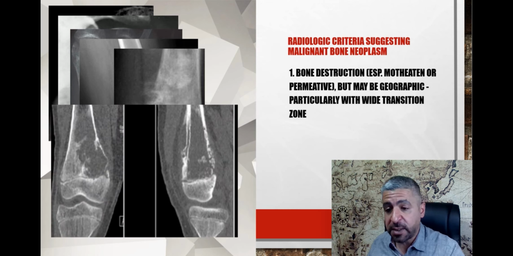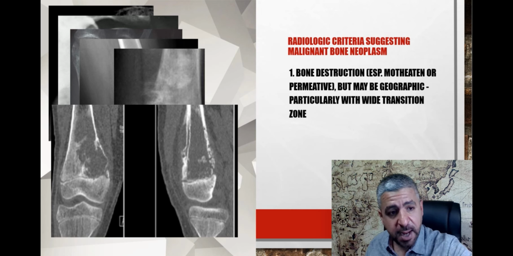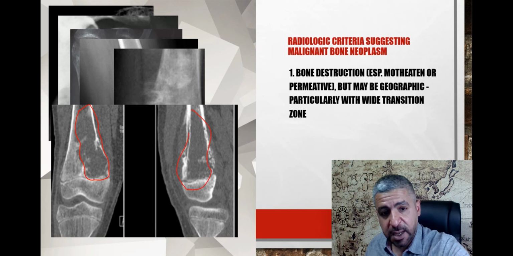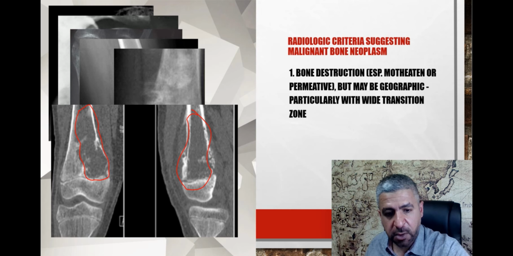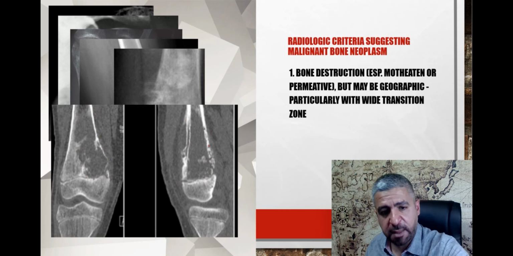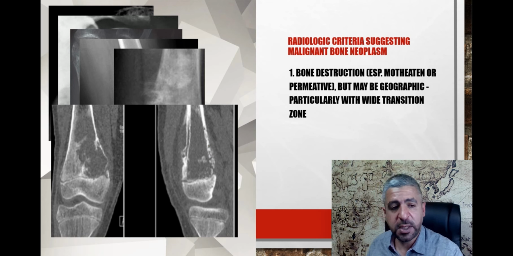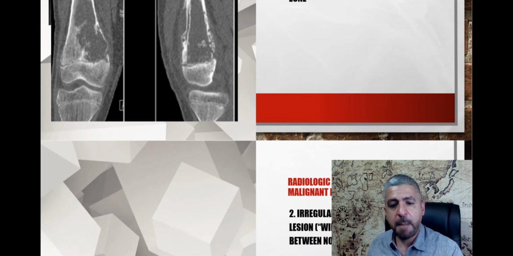Another example, you can see it also in the CT scan, not only in the MRI. You can look here, and this is a geographic pattern of bone destruction. It's some sort of geography in it, and it also has evidence of cortical destruction here and there. So these are all criteria for detecting malignancy. If you see it, you suspect a malignant bone lesion.